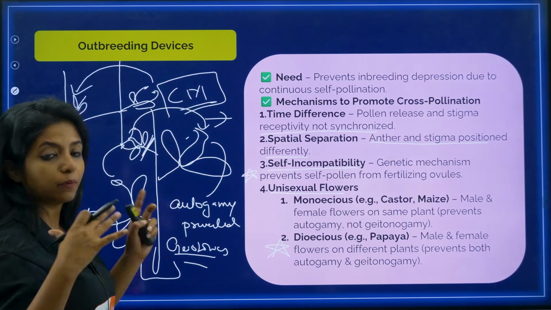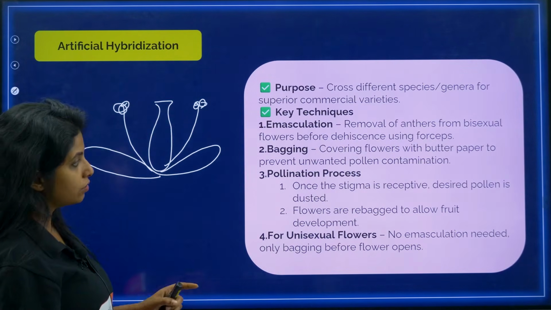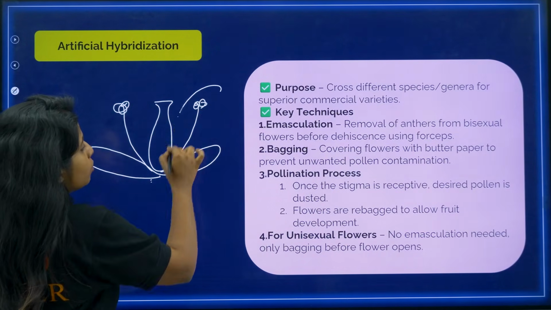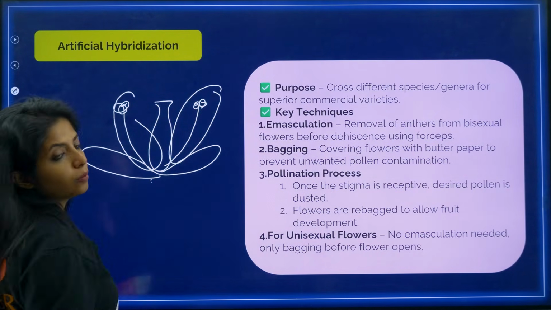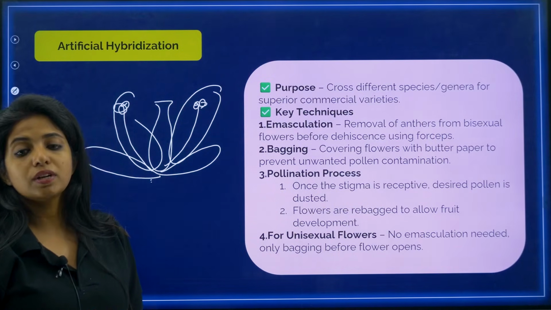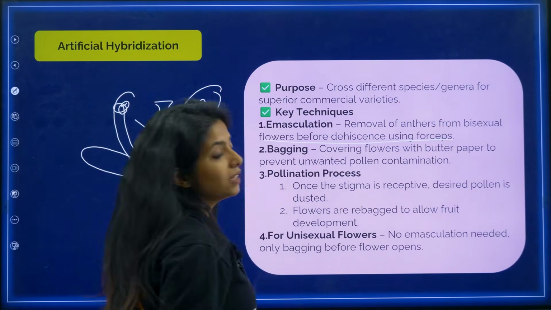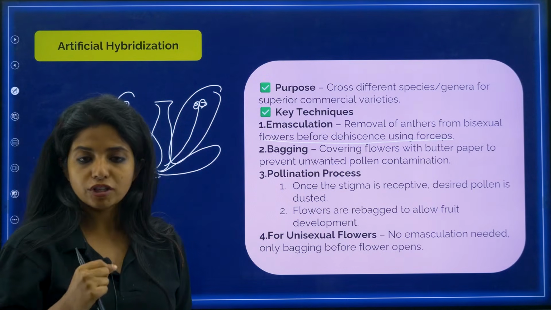So, in monoecious you have bisexual flowers or unisexual flowers. Now, over here, suppose it's bisexual, my dear children, what do you do? You remove this anther so that this anther does not produce pollen grains over here. This is known as emasculation: removal of anthers from bisexual flowers before dehiscence happens, using the forceps that is there.